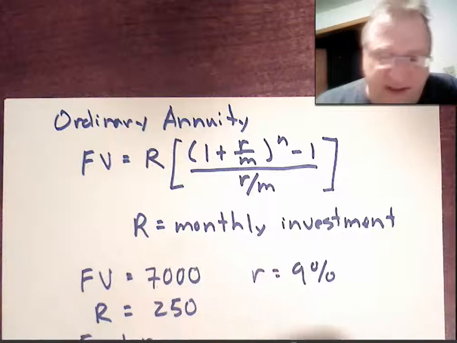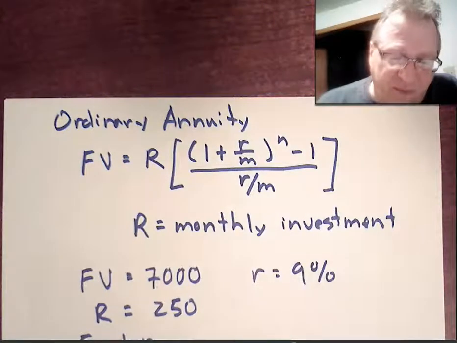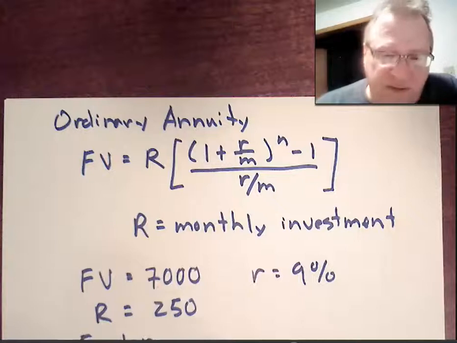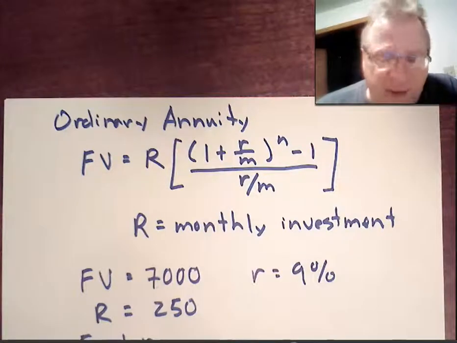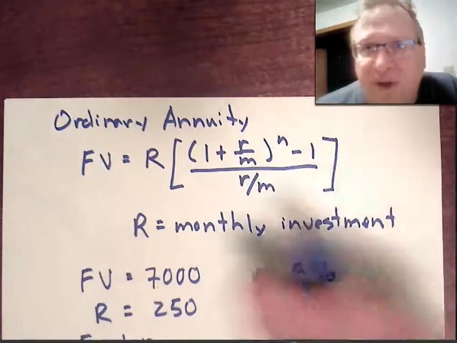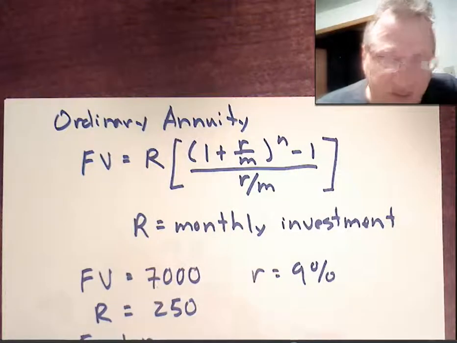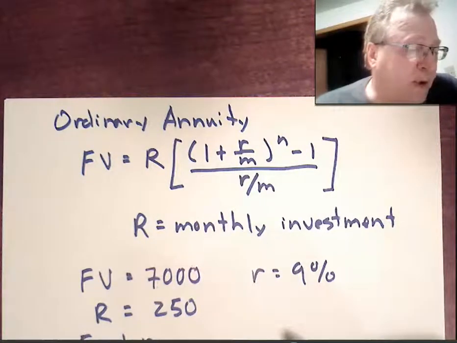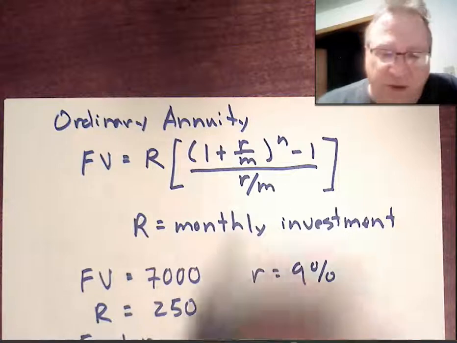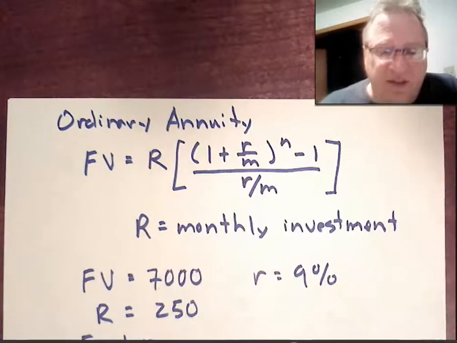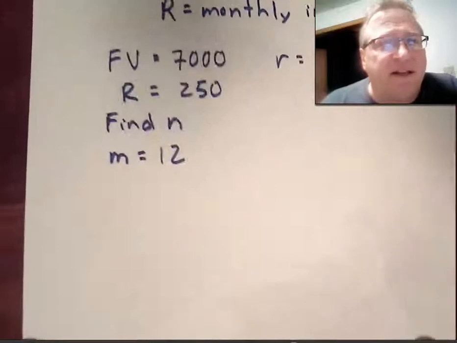Well, by definition, M is the number of compounding periods per year. But by definition, when we have an annuity, we are putting it in monthly. So the number of times we invest per year is 12. We don't know N. That's the only thing we don't know in this equation. Let's plug in our values and see what we get.